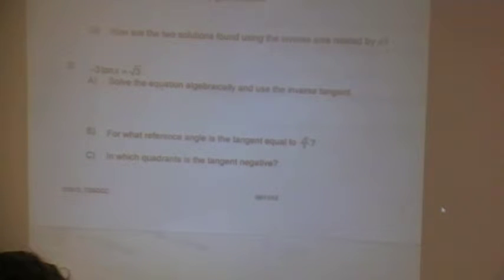So would it be pi over 3 or pi? How do you put pi over 3? What's that one again? Cancel.